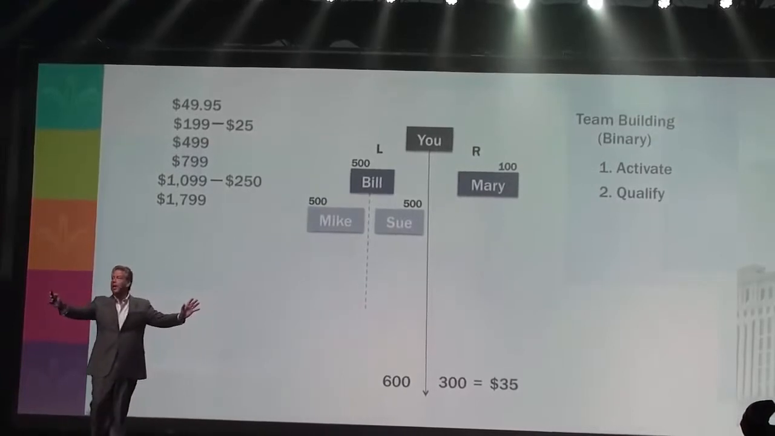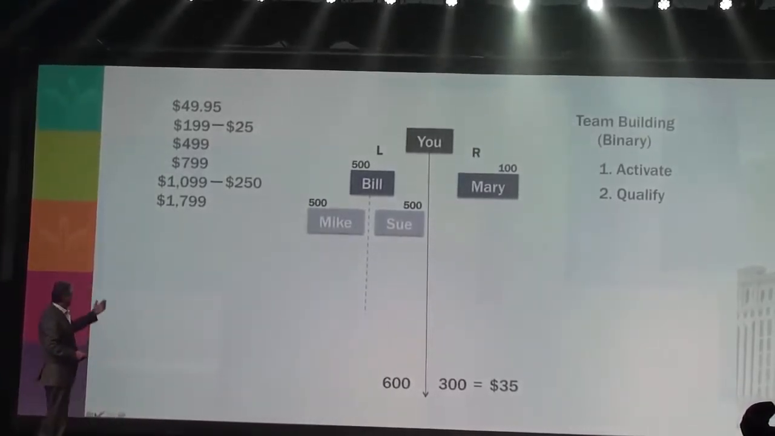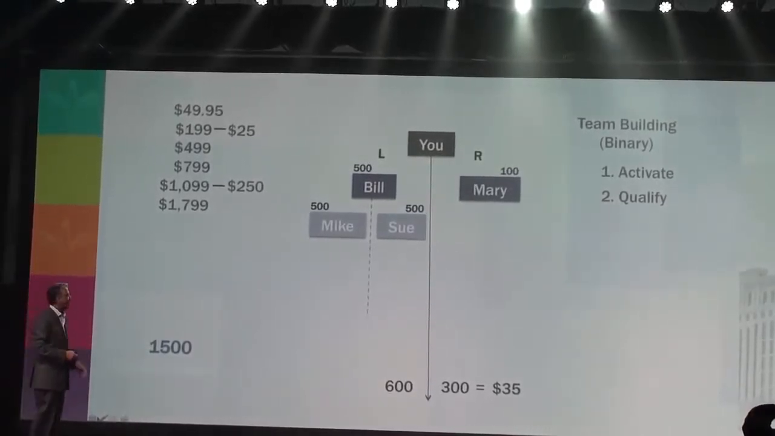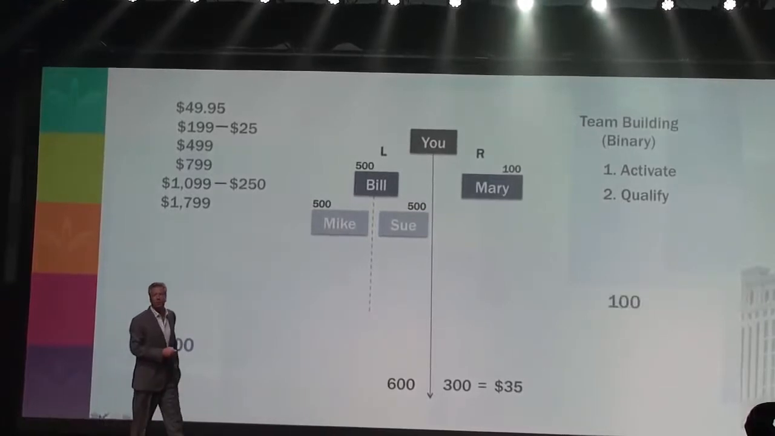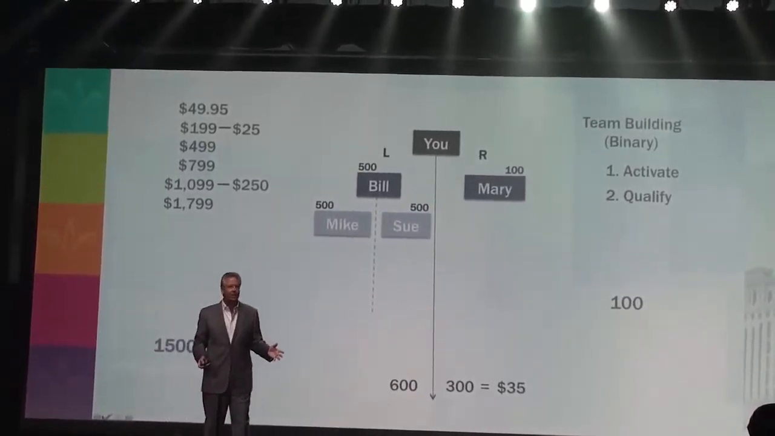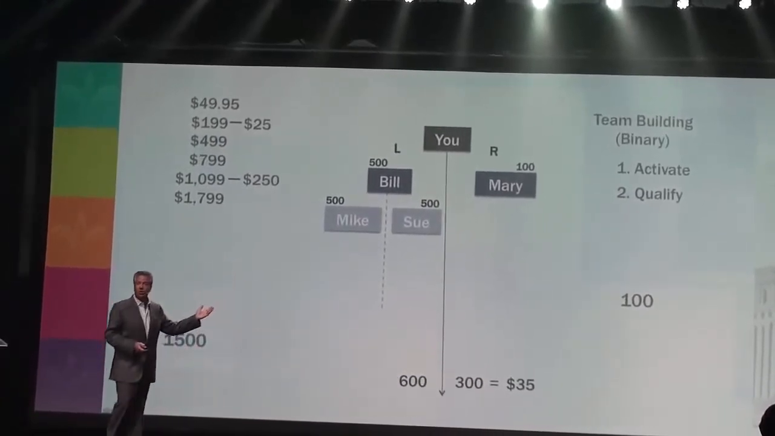So in our example here today, everybody, how many points we got on our left team so far? 1,500, right? Bill, Mike, Sue, 500 apiece, 1,500. How many points do we got on our right team so far? 100 points. Have we made a cycle bonus check yet? No. We have at least 1,500 on the left, but not 300 on the right.